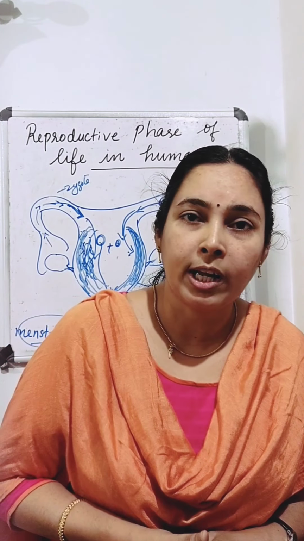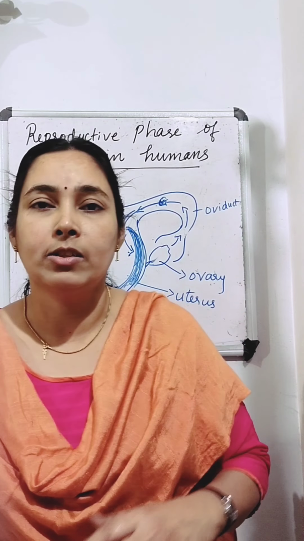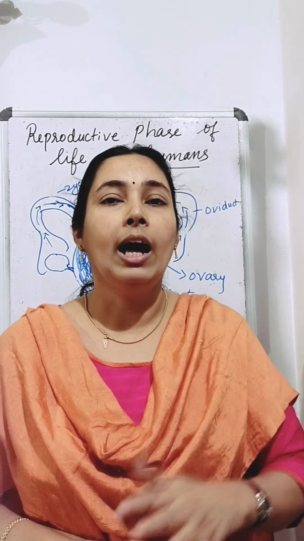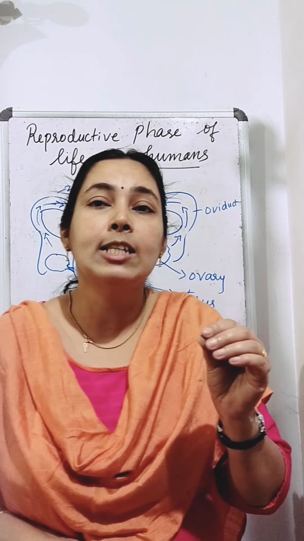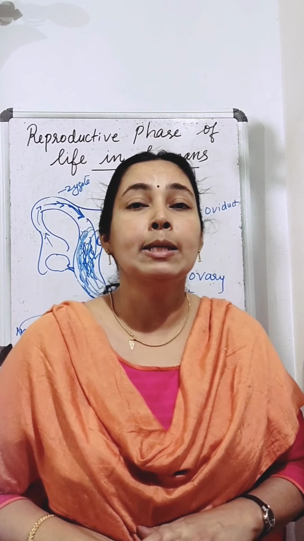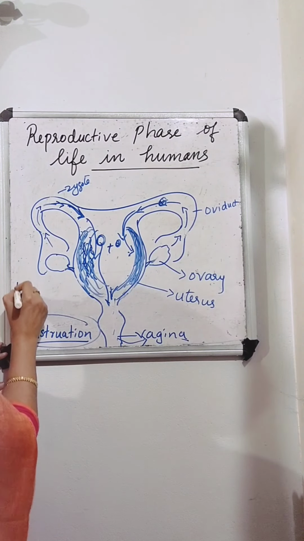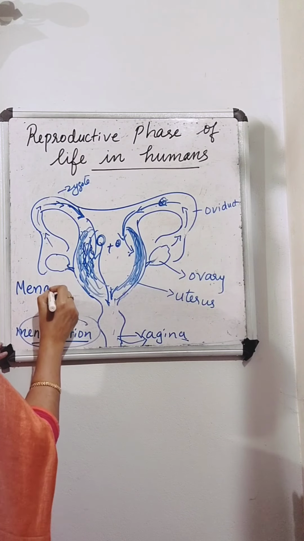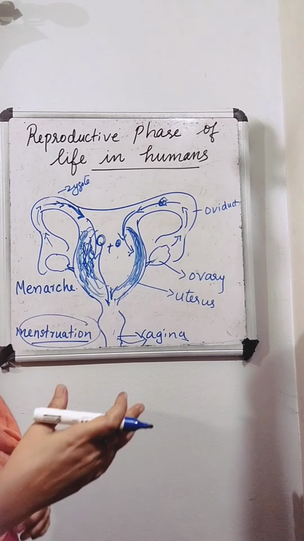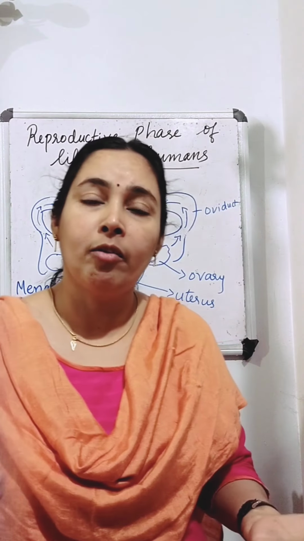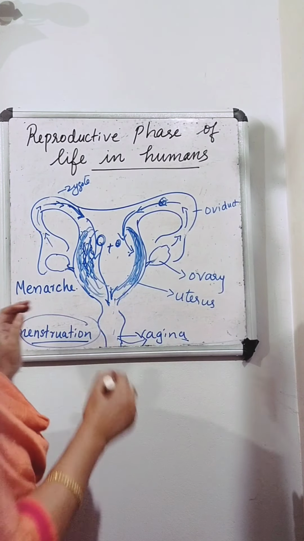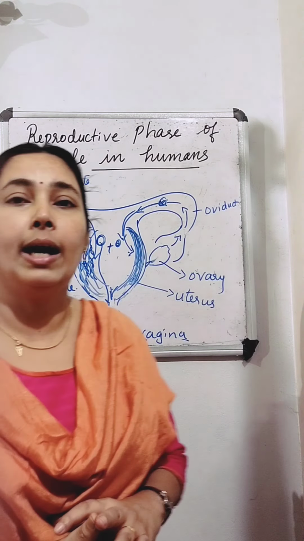If fertilization won't take place, the ova and blood vessels from the uterus go out as menstruation, and it continues every month. The first menstrual flow begins at puberty and it is termed menarche. So the first menstrual flow is called menarche. It begins at puberty. In some girls it will be at the age of 10 or 12 or 14. It differs in different individuals.